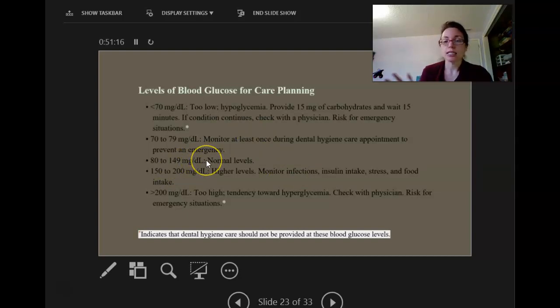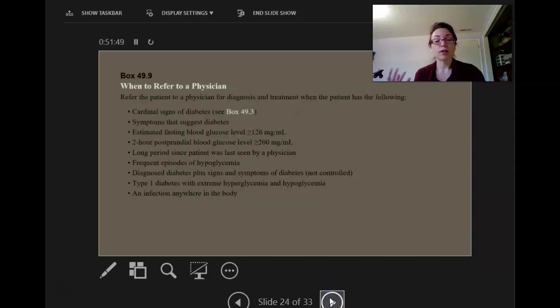80 to 149 is considered okay. If you're dealing with a diabetic, you'd expect their blood glucose to be a little higher. 150 to 200 is in the higher range, and 200 and above is too high. Check with the physician, and then we defer treatment. The asterisk indicates that dental hygiene care should not be provided. So if they're too low or too high, then we don't provide dental hygiene care. You may take their blood glucose again. If they're 70 or lower, give them some crackers and orange juice, then check again in 10 to 15 minutes, and you may then be able to provide treatment.